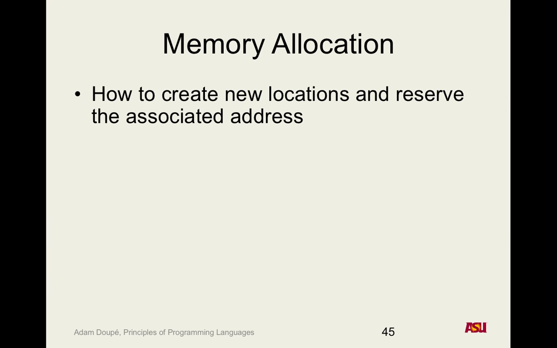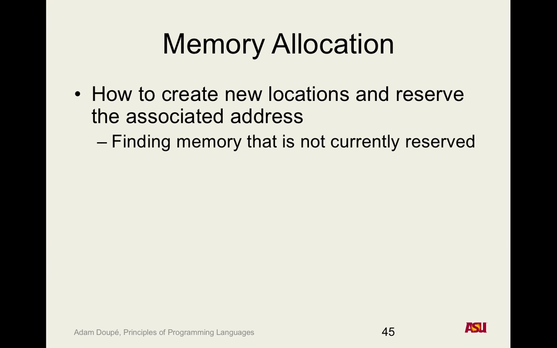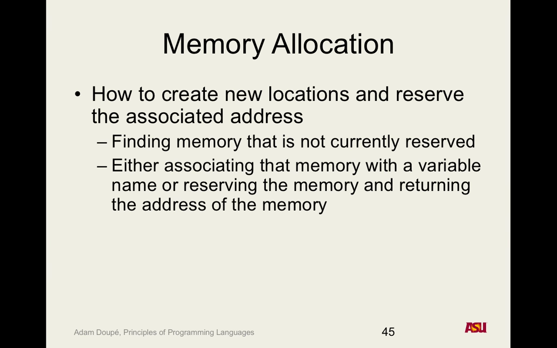And so we're not gonna go into the details of the memory allocation system. But the basic idea is our program is gonna find some memory that's not currently reserved, right? The memory allocation needs to make sure that it's not giving out the same memory to different locations, right? Because then you'll have a huge problem when you try to dereference or access that same memory. After some memory is found that's not currently reserved, it's either going to associate that memory with a variable name, in the case of the declaration, which we'll see, or it will somehow reserve that memory and return the address of that memory to our program so we can use it.